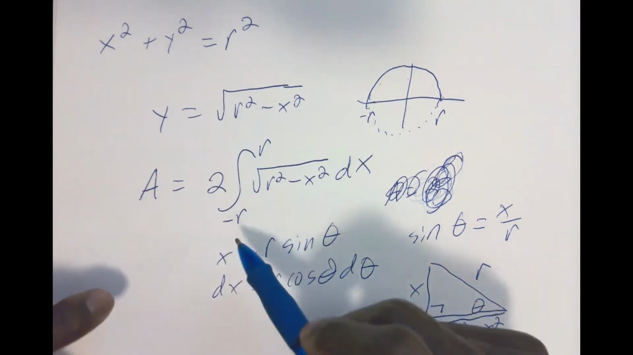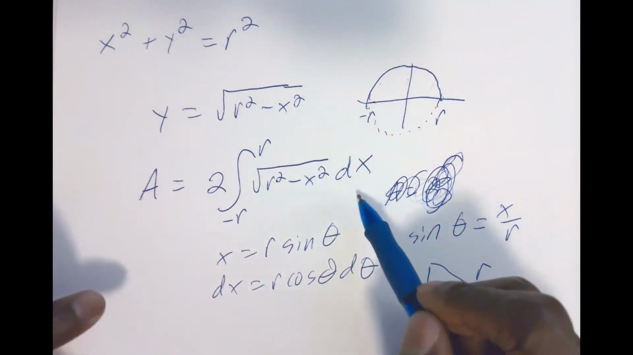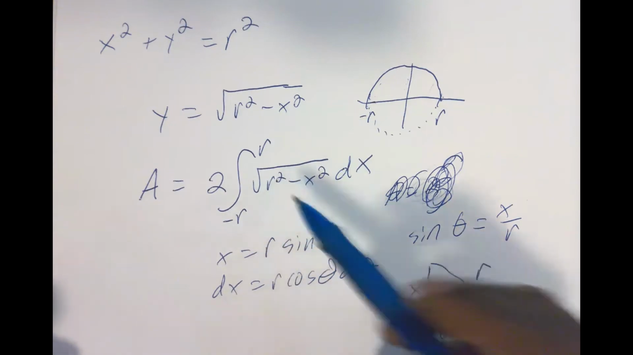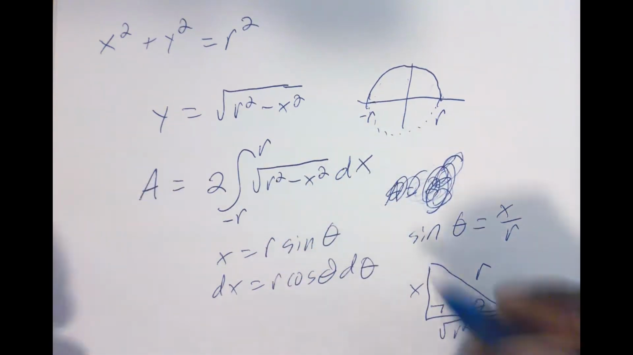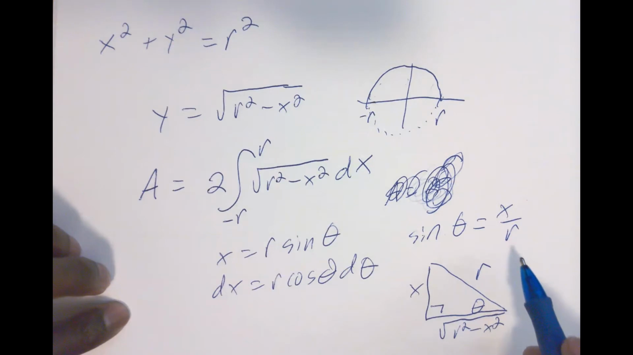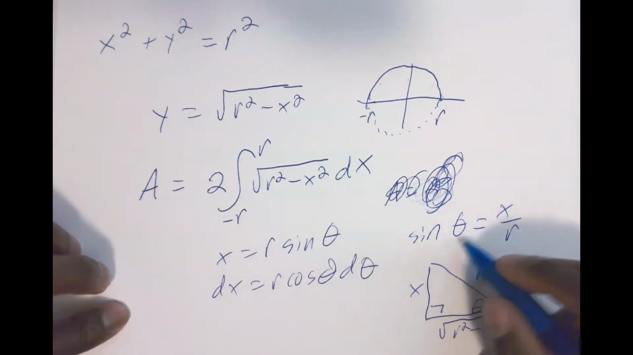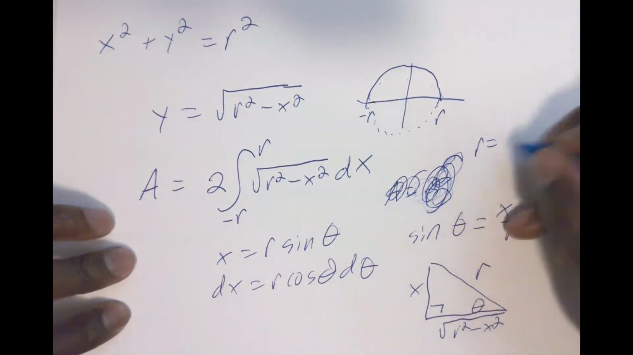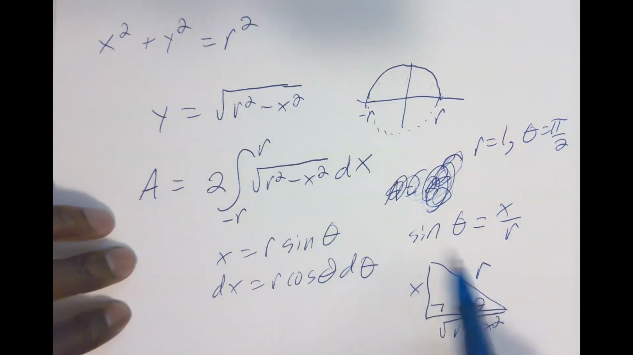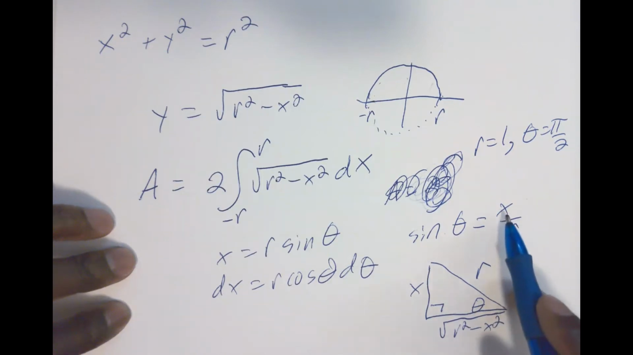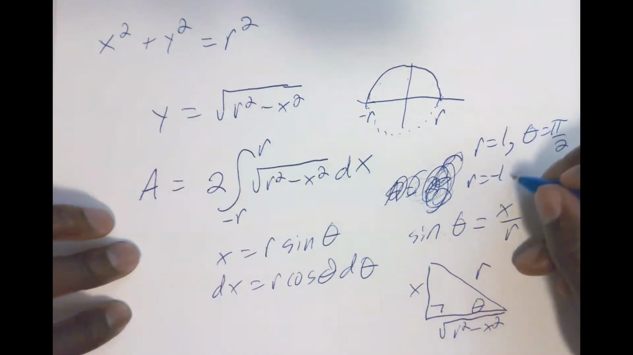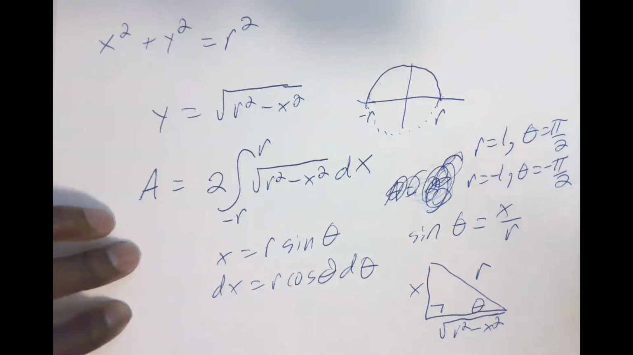Now I'm going to rewrite these limits in terms of theta instead of x. I'll plug in r for x and negative r for x and see what the corresponding values for theta are. If I plug in r for x, sine theta would be r over r, which is 1. So if sine theta is 1, then theta is pi over 2. And if I plug in negative r for x, then sine theta would be negative r over r, which is negative 1, meaning theta would be negative pi over 2.